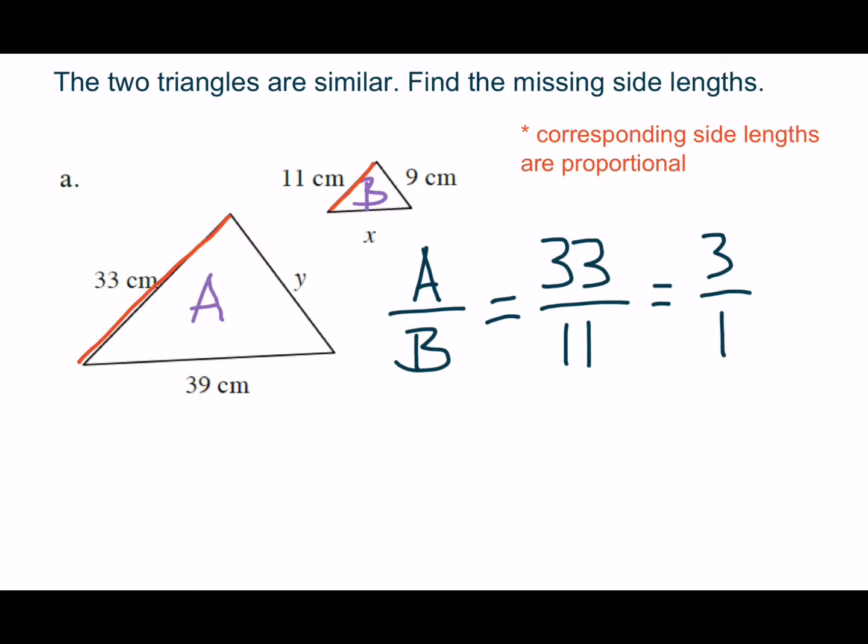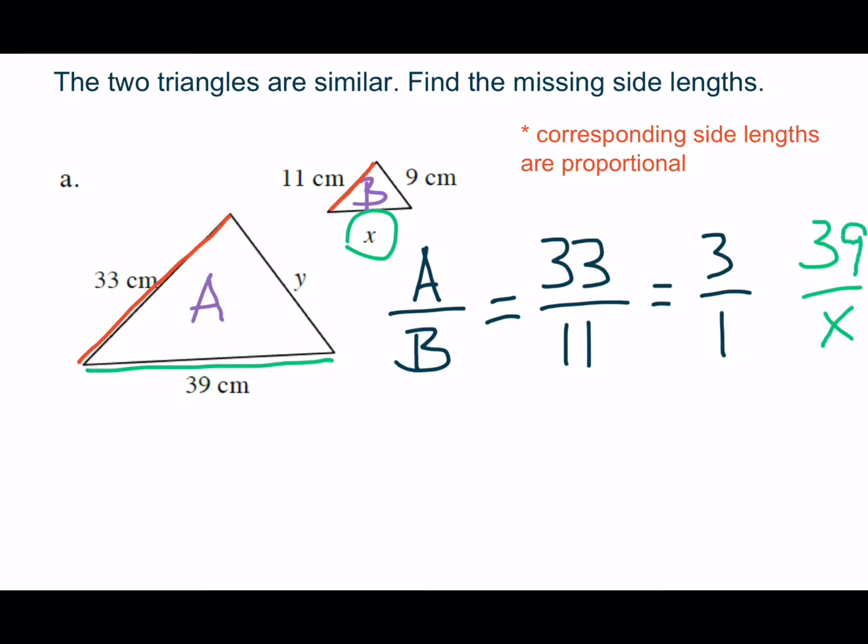Now let's set up the next ratio. Let's say that we want to solve and find this missing side length x. Notice that x belongs to figure B, and we need to match this, so B is in the bottom of our ratio, so x goes on the bottom. The corresponding side length to that x is going to be this one here of length 39. That is in A, so it goes to the top of your ratio.